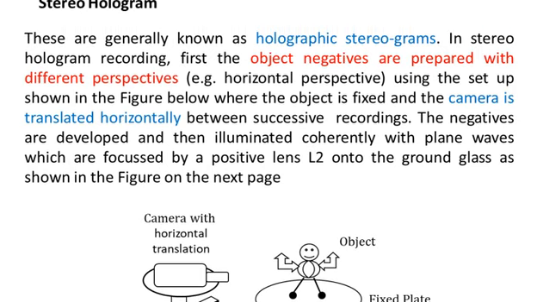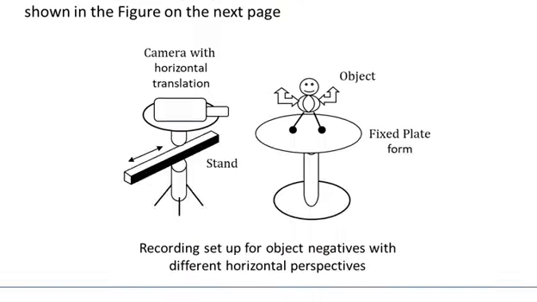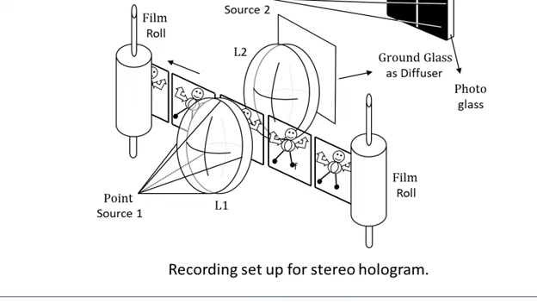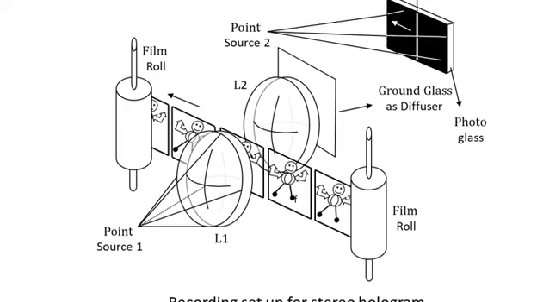The negatives are developed and then illuminated coherently with plane waves which are focused by a positive lens L2 onto the ground glass as shown in the figure on the next page. So let me show the reconstruction. This is the recording setup of the stereo hologram.